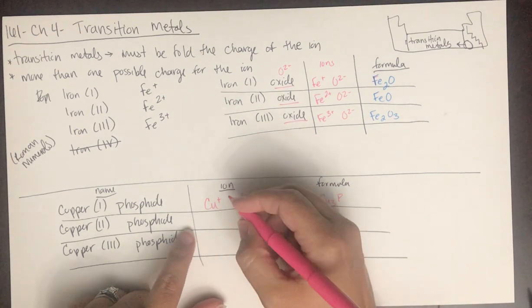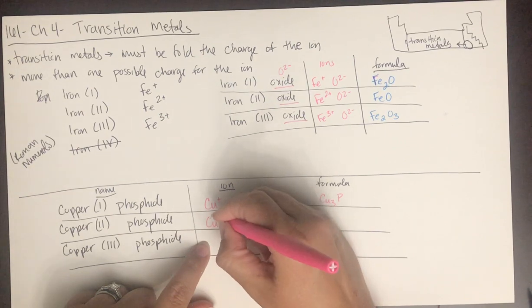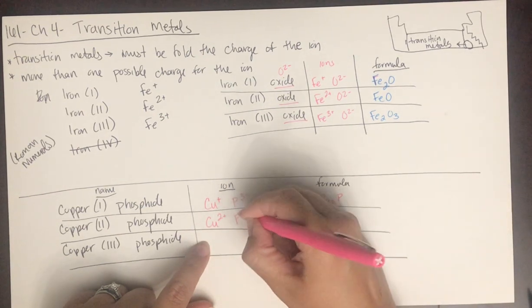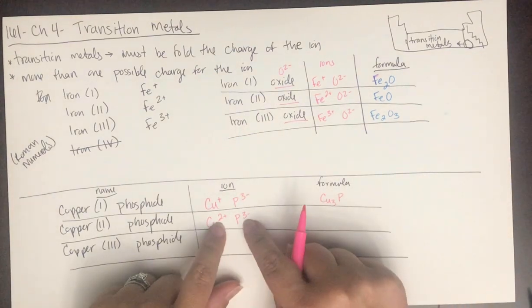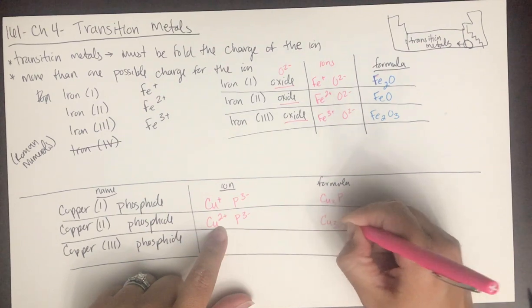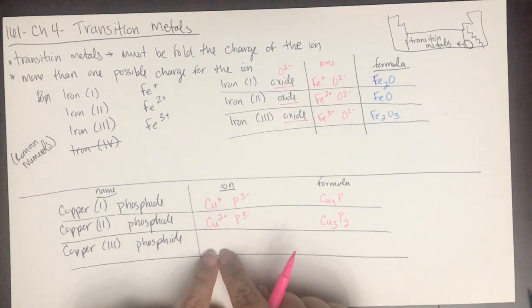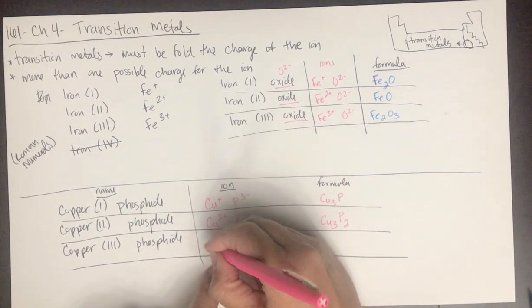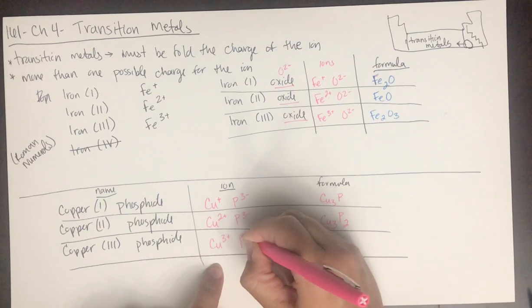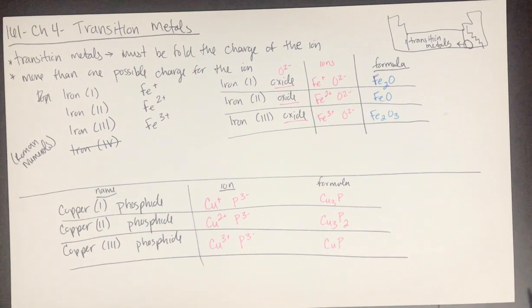So now copper 2 is going to be Cu 2+. Phosphide, again, is going to be P3-. For these, I'm going to need the lowest common denominator, which is 6. So this is going to be Cu3P2 for copper 2 phosphide. Here, it's going to be copper 3 phosphide, Cu3+, phosphide 3-, CuP for copper 3 phosphide.